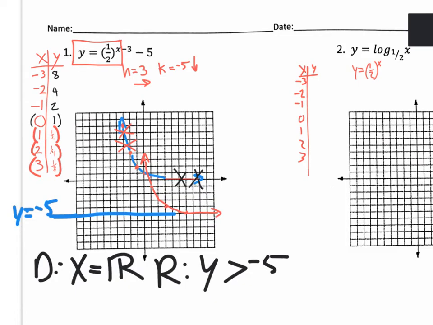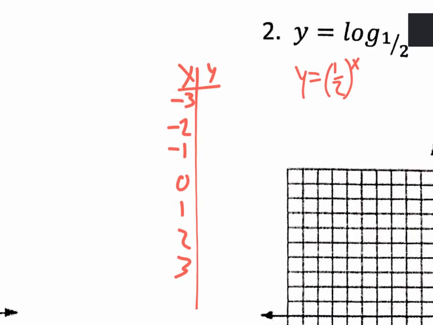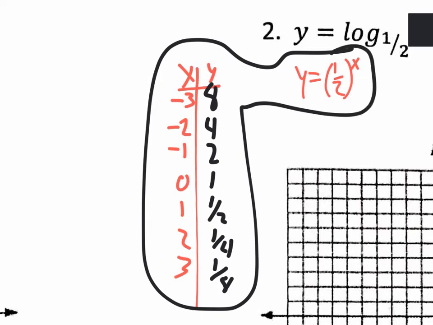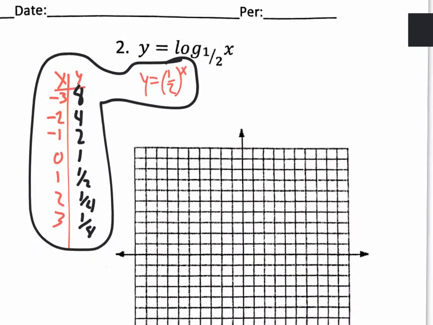And as a matter of fact, if we zoom out, we see that we already did the xy coordinates for y equals 1/2 to the x power, and we got these coordinates, right? So we already know the answers. I'm just going to copy them over again: 1, 1/2, 1/4, 1/8, and 2, 4, 8. Now those are the coordinates to the inverse. We don't want the coordinates to the inverse. We want the coordinates to the logarithmic function y equals log base 1/2 of x.